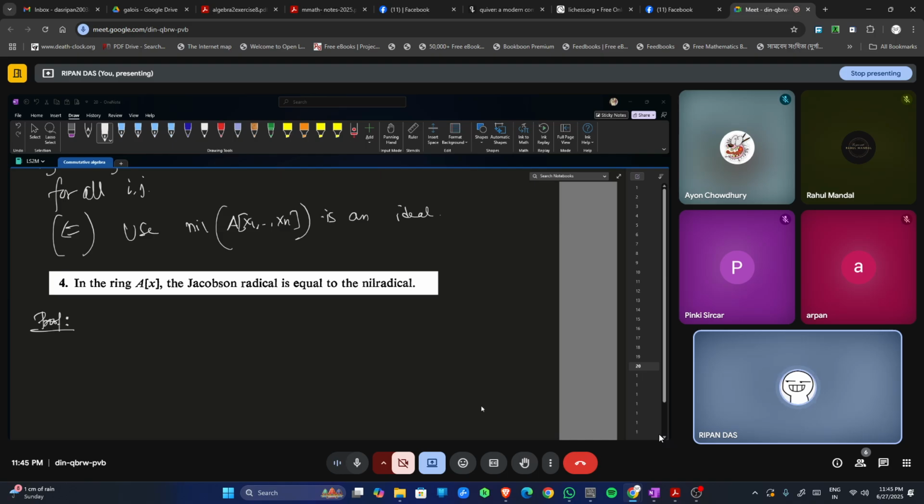First of all, tell me that root 0 and Jacobson radical are two ideals. So, can you say which containment is trivial? I mean, for any ring, which containment holds? Nil radical is in Jacobson radical or Jacobson radical is in nil radical?